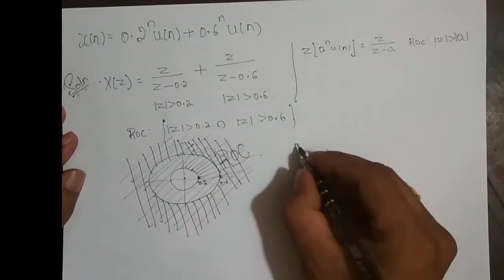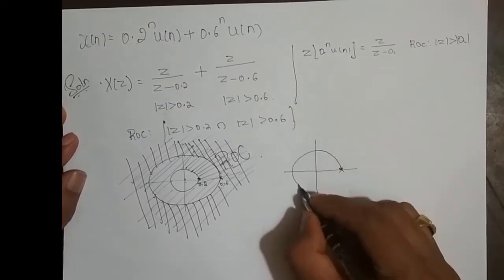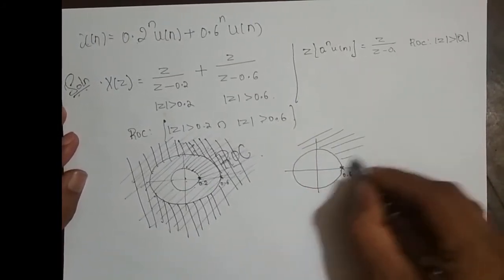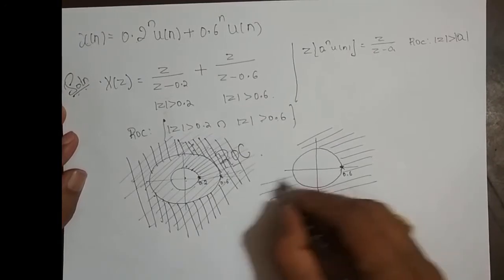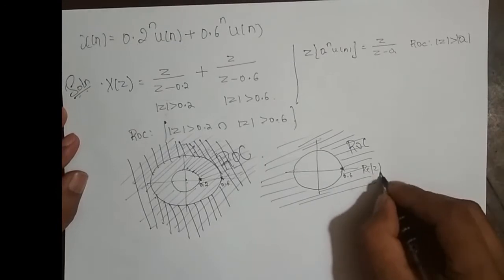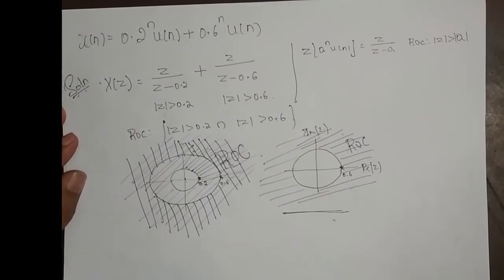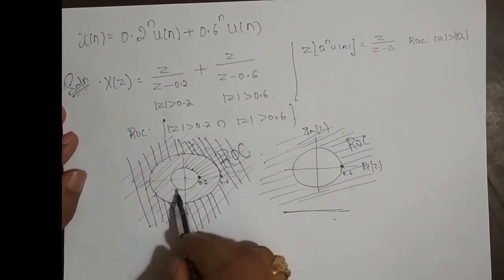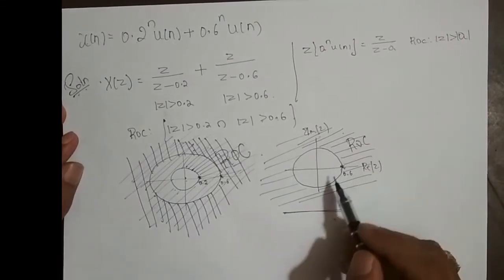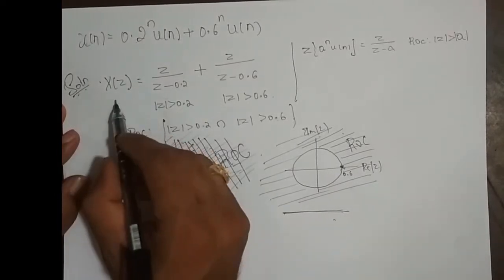I cannot show it like this. The combined ROC will have one pole at 0.6, and it is outside the circle. So this is the ROC. This is the real part of Z and this is the imaginary part of Z. Okay, so this is the combined ROC. It is better to show this ROC instead of showing this, because the intersection region is outside the outermost circle, which is one of the properties of ROC. Fine. Now we cannot keep the Z transform like this.